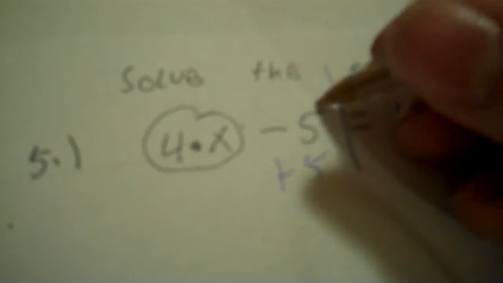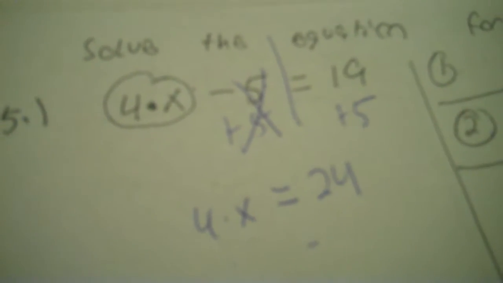So I plus 5 gets rid of the minus 5. So 4 times x, and then 19 plus 5 is 24. Now I divide by 4. And 24 divided by 4 is 6. Remember, don't be afraid to use your calculator.